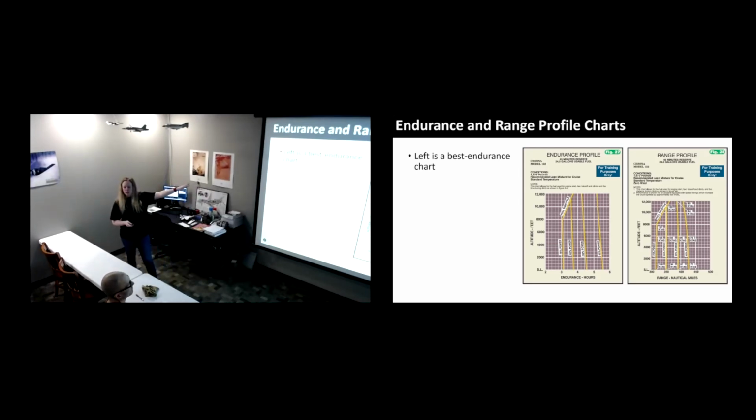Endurance and range charts, how far can you go? What's the best power setting? It's basically the same thing we just looked at, but in chart form. Does anybody want me to go through this word for word? Raise your hand if you do. I see everybody shaking their heads. Cool.